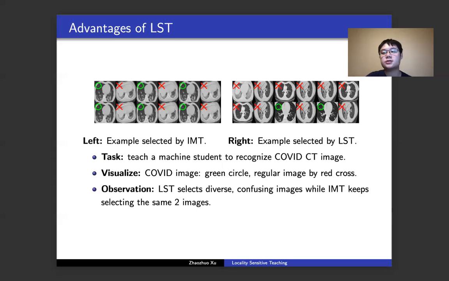To further illustrate how LST works, we perform a toy example by letting the machine teacher teach a machine learner to understand what the COVID-19 CT images are. We find that using LST, the examples extracted by the hash tables are more diverse and include more confusing images of the COVID-19 CT images. However, the IMT greedy style algorithm keeps selecting the same 2 images during almost 10 iterations.